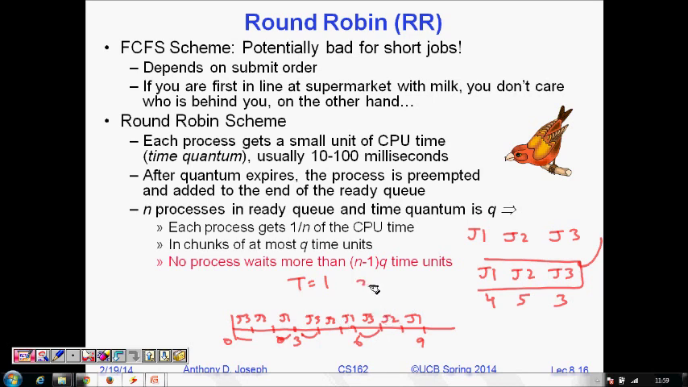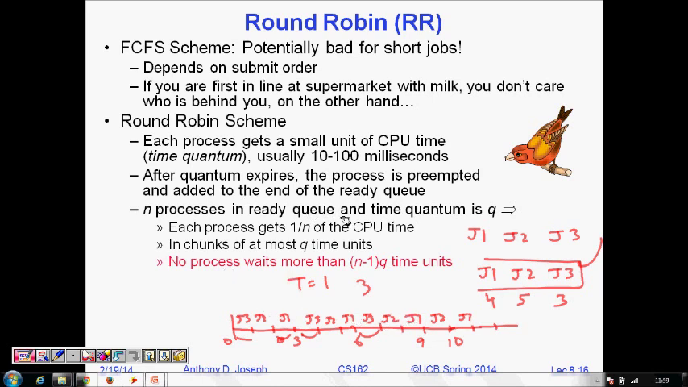Now this work is done. J2 is 5 seconds. Now in this round, J3 will not get a chance, J2 will get a chance, J1 will get a chance. Again, now 4 seconds is done for J1, so it will also come out. Now everything will be for J2. So this is the idea.